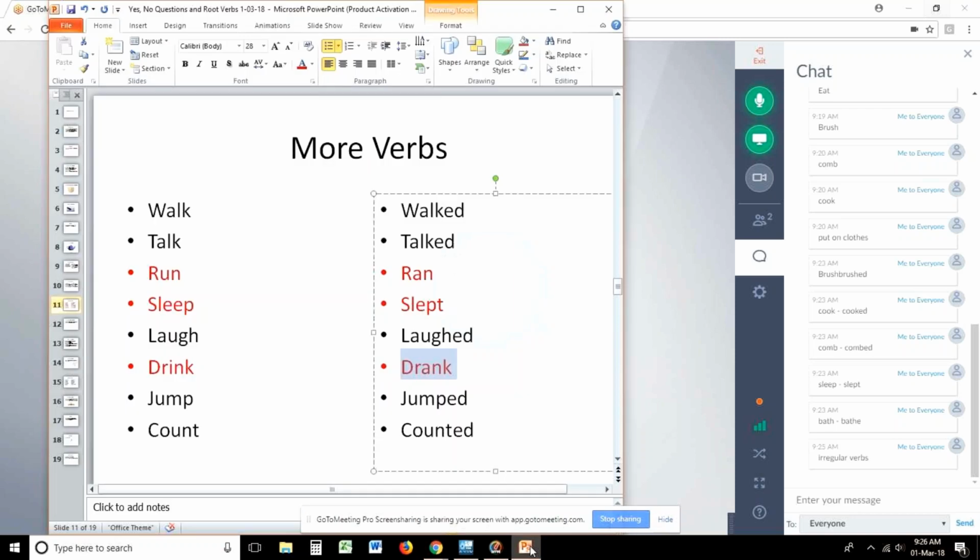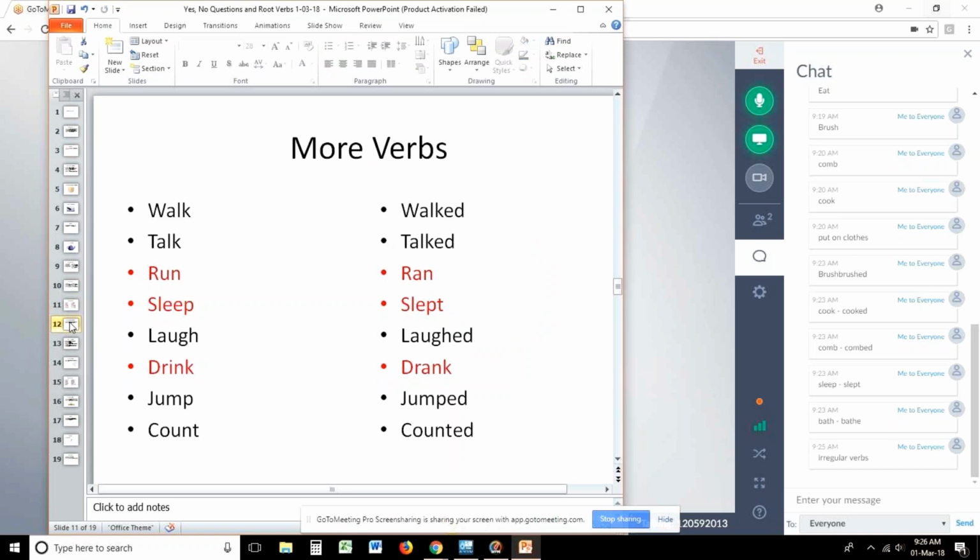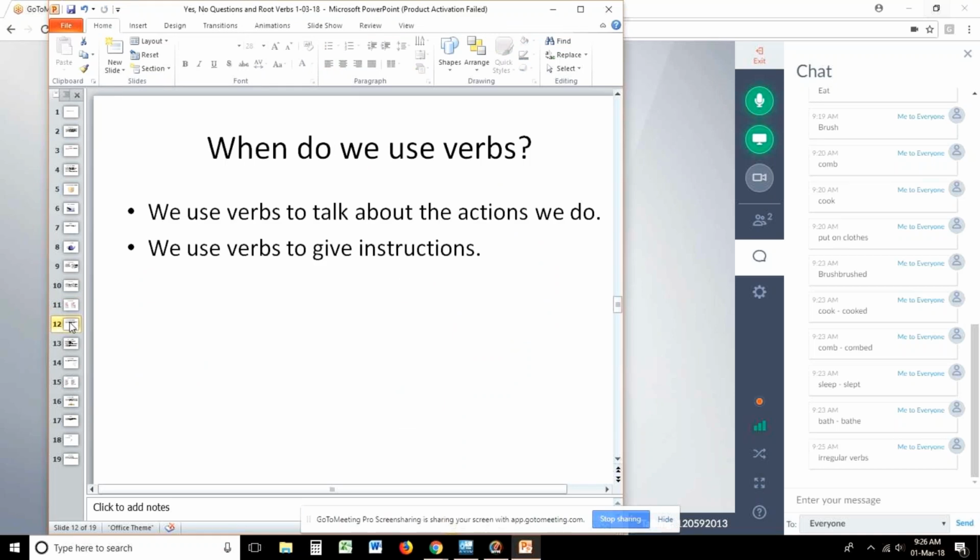All right, now let's move on to the next thing. Now tell me, why do we have to use verbs, or when do we use verbs? We use verbs when we want to talk about the actions that we do, or when we want to give instructions to someone. All right, we use verbs in these two cases majorly. When we want to talk about the actions that we are doing, or when we want to give instructions to someone. Now, what are the different places where you give instructions? Talk about a few instances where you give instructions.